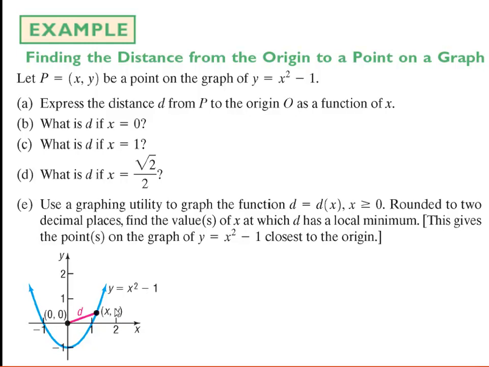And what we're going to do is envision any point on this graph. I could slide this point along the graph of the parabola. At each particular instant, like when the point is here, what's the distance to the origin? When the point is here, what's the distance to the origin? You can see that distance is going to change depending on where the point is. And what we want to do in this problem is find that distance as a function of the x coordinate of the point. All right, so part A is asking us to do that.